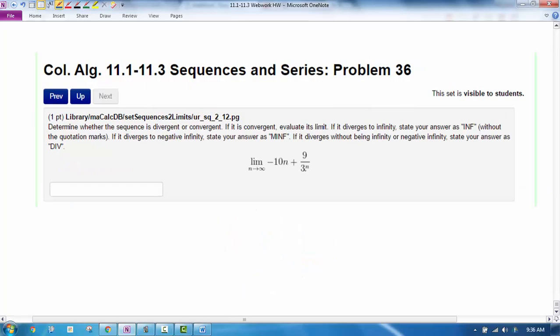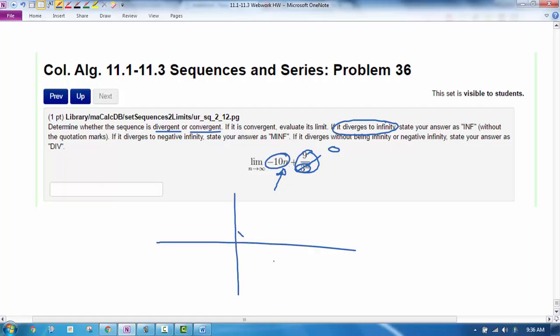Okay, the last problem says determine whether the sequence is divergent or convergent. It is divergent, as you can tell. As you plug in a bigger n here, eventually this is going to go to 0, because you're dividing by a really big number. But you still have this term, and so it's negative 10 times whatever negative number you have. So you can tell eventually this thing is going to go off to negative infinity, and that says if it diverges to negative infinity, which it does, enter in m, I, and f. So all capital letters, that should work.